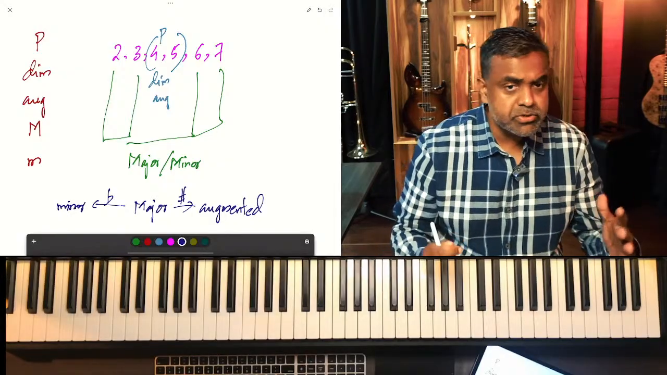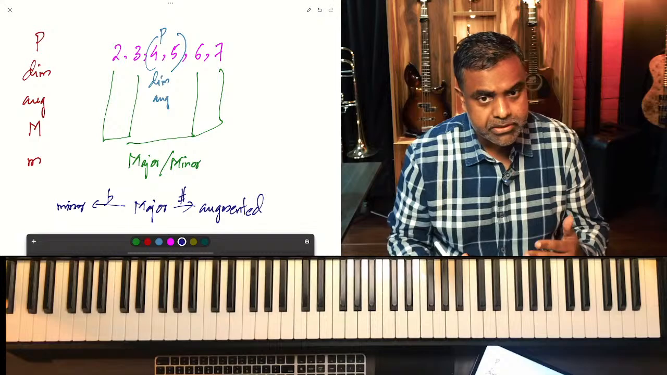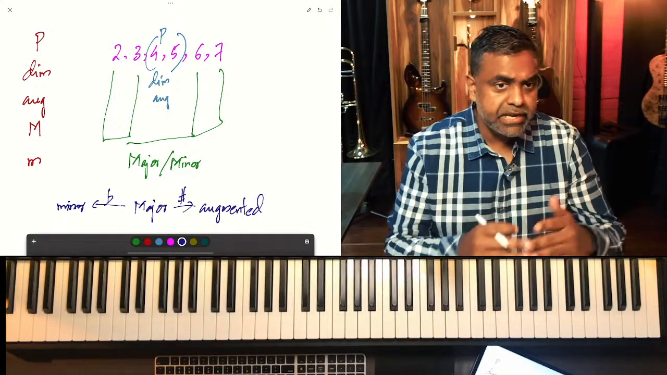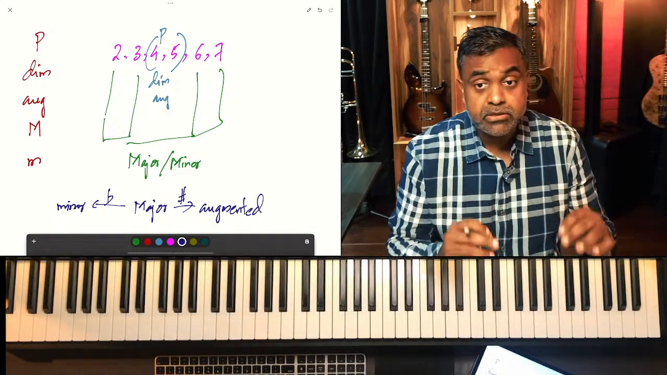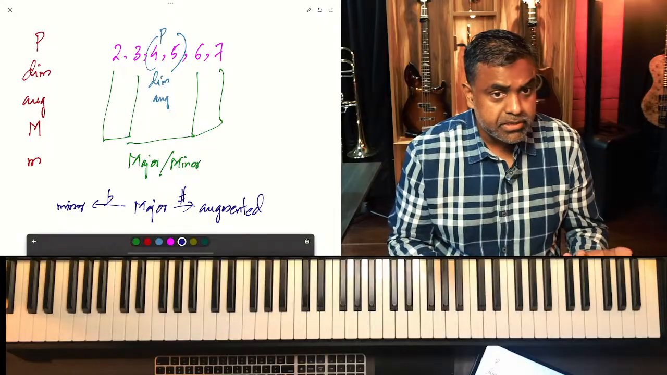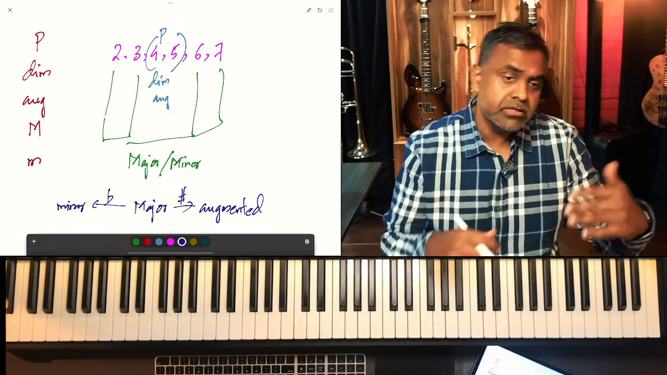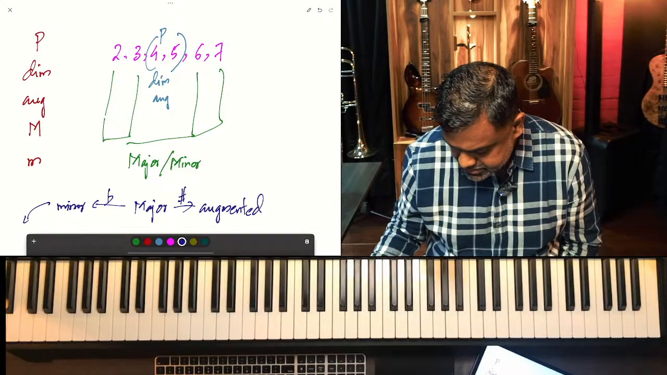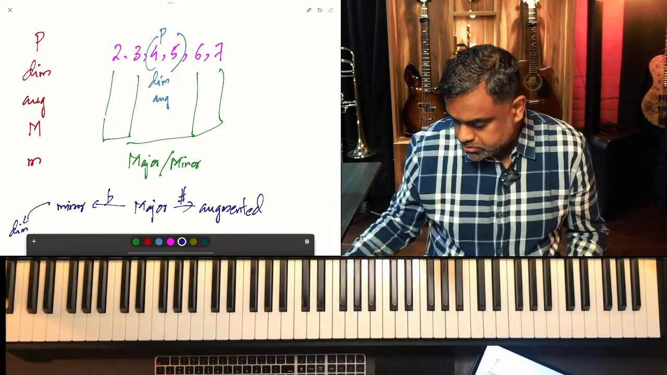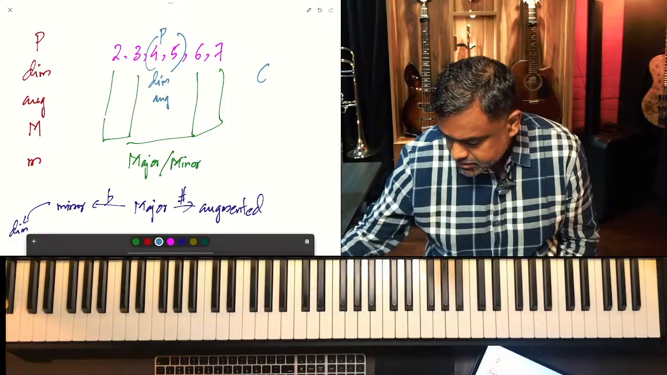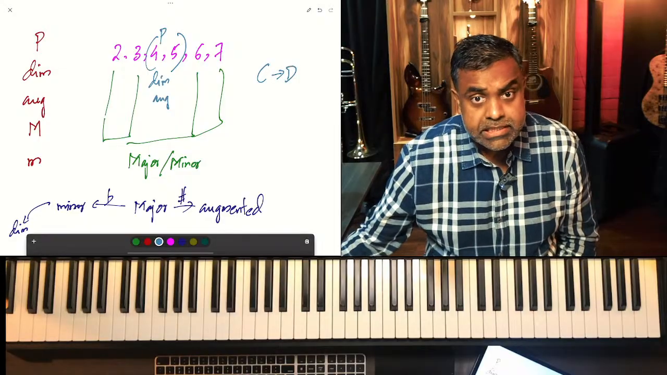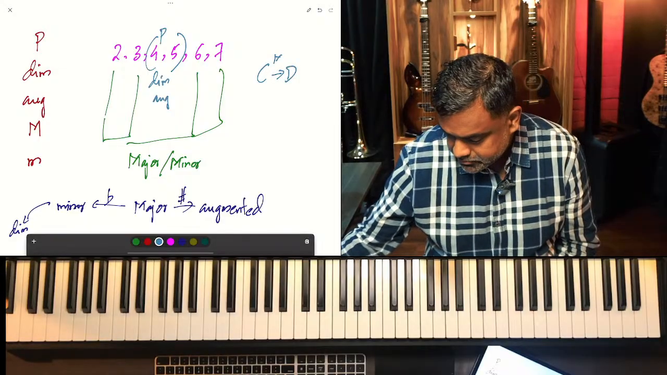The same goes with perfect. When you sharpen a perfect, you're going to get augmented. When you flatten a perfect, instead of minor, you're going to get diminished. And when you further flatten a minor, you're going to again get diminished. So in this case, you could argue that C to D is a major second, correct?